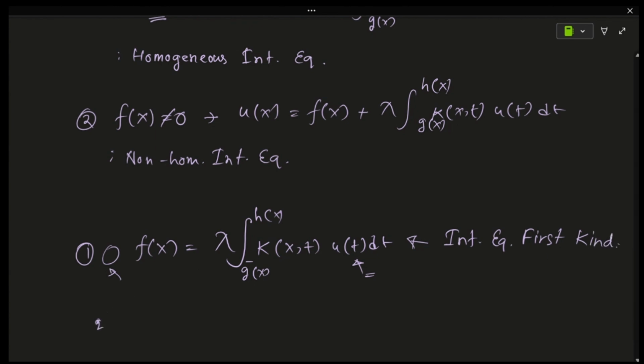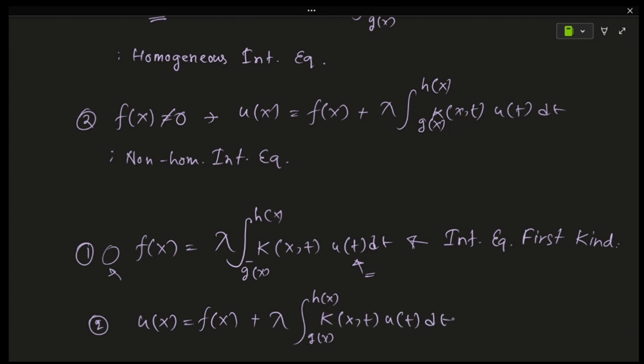And if the unknown function exists both inside and outside the integral, because to be an integral equation, it is basically a requirement that the unknown function must be inside the integral. So if it exists outside the integral as well, then we call it the second kind. And it basically looks, again, like the thing that we wrote a few minutes ago. It's just the same thing. This is known to be the integral equation of the second kind.